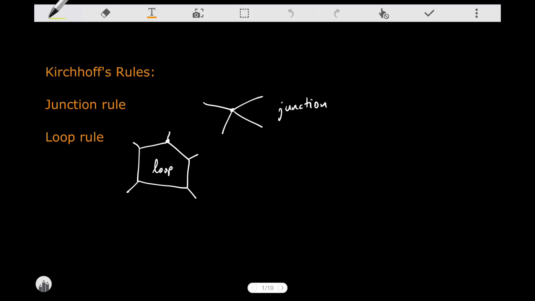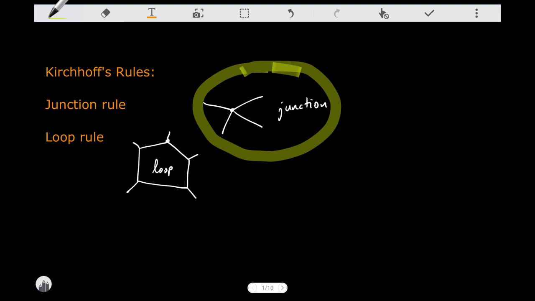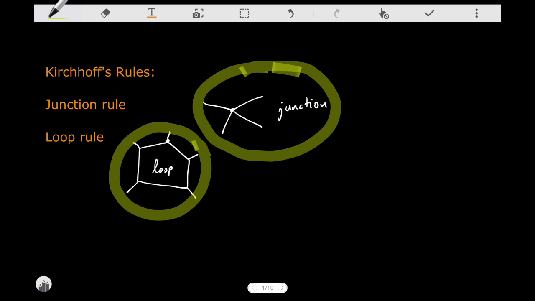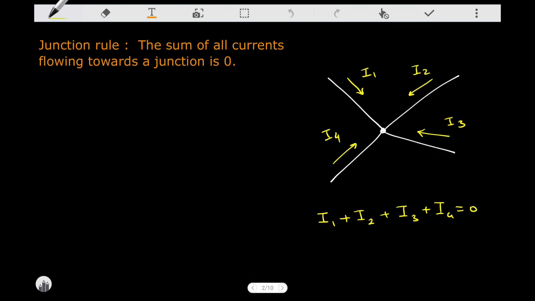Let's explain Kirchhoff rules for electric circuits. These are essentially two rules of utmost importance for analyzing electric circuits. One is about the currents approaching towards a junction, and the other one is about the potential drops when you go around a loop. So let's start with the junction rule.